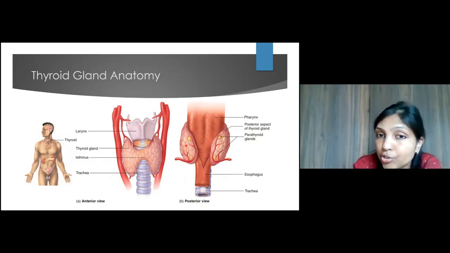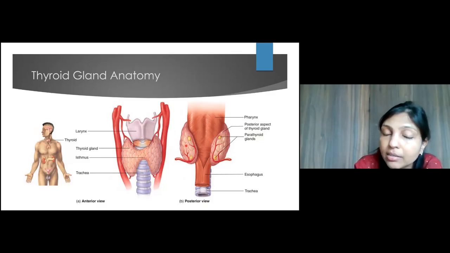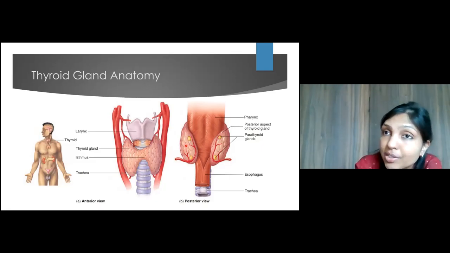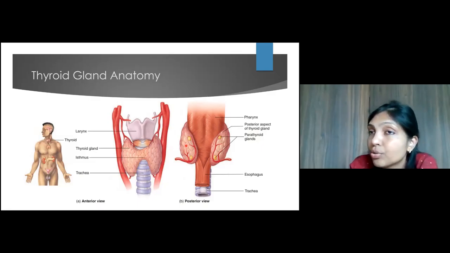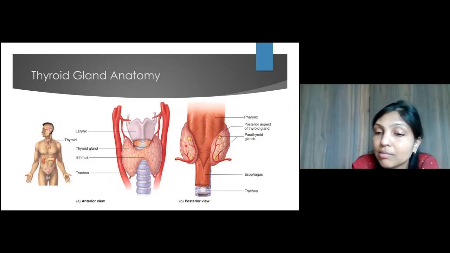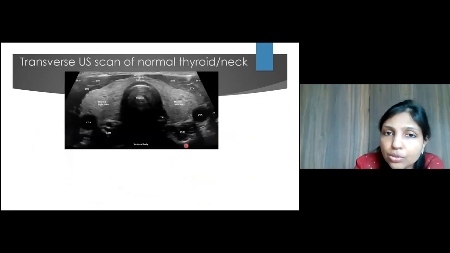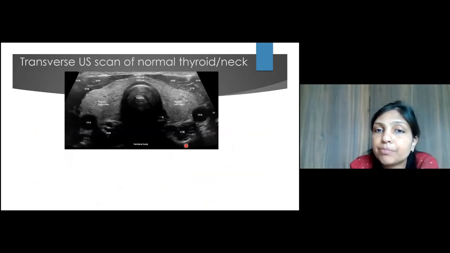The other important structure which goes behind the thyroid is the recurrent laryngeal nerve. Again, the anatomy is important because it can get compressed with thyroid enlargement, and that is what contributes to the hoarseness that some of our patients complain of with goiter. So this is a picture of a transverse ultrasound scan of a normal thyroid.